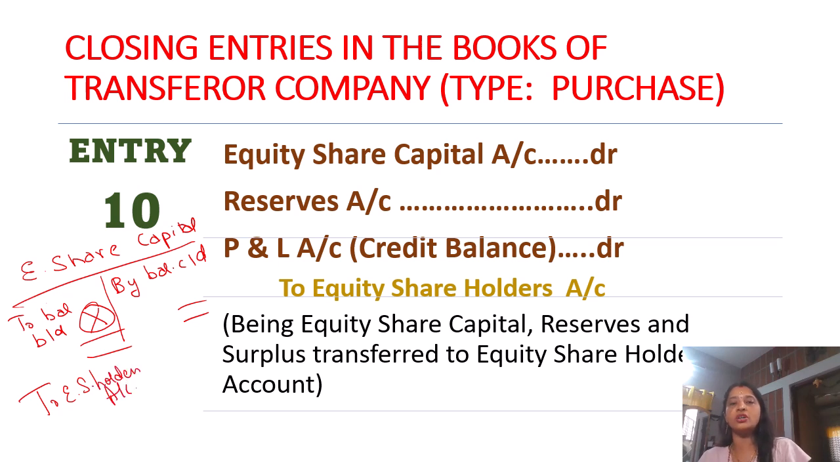So in equity shareholders account, it will come on the credit side. You will write by equity share capital. Similarly, instead of equity share capital, imagine this to be reserves account: reserves by balance carried down to equity shareholders account. Profit and loss account, credit balance, by balance carried down to equity shareholders. This is the reason why these accounts are debited, because you are closing them permanently. Since you are closing them permanently, you will transfer them on the debit side. This is the entry for transferring the insider's liability, that is equity share capital, reserves and surplus, because you've already closed preference share capital.